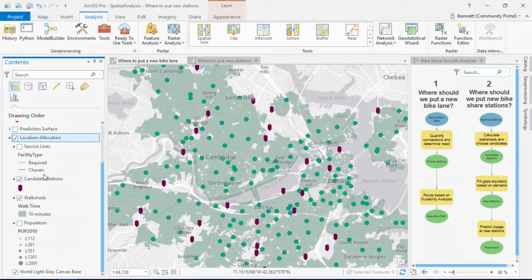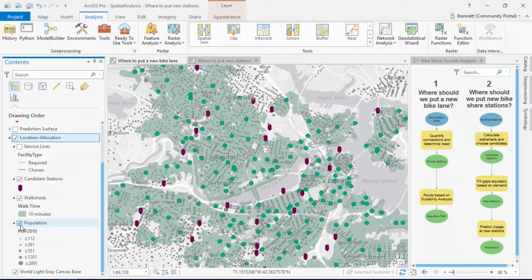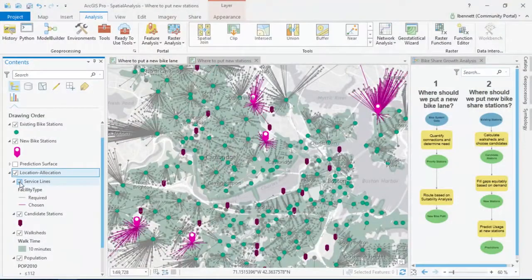Now, of course, we also have to consider where people live. And we can combine our network analysis with our population data to calculate which of the potential stations has the ability to improve access the most. And we can see how the model has allocated the underlying population to each of those stations. Now, we've chosen these station locations based on providing access to as many people as possible.